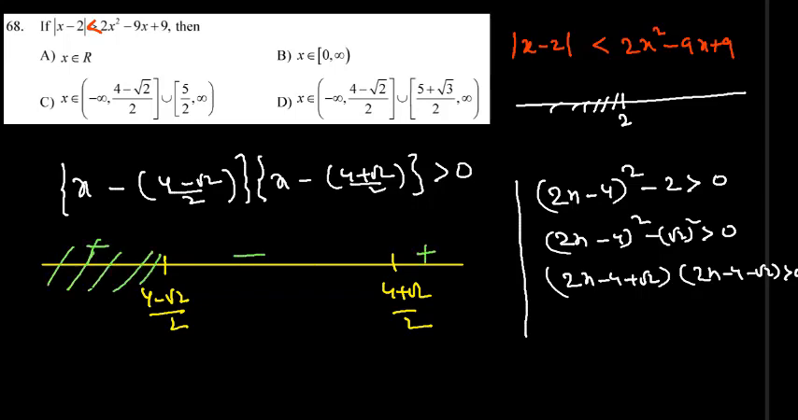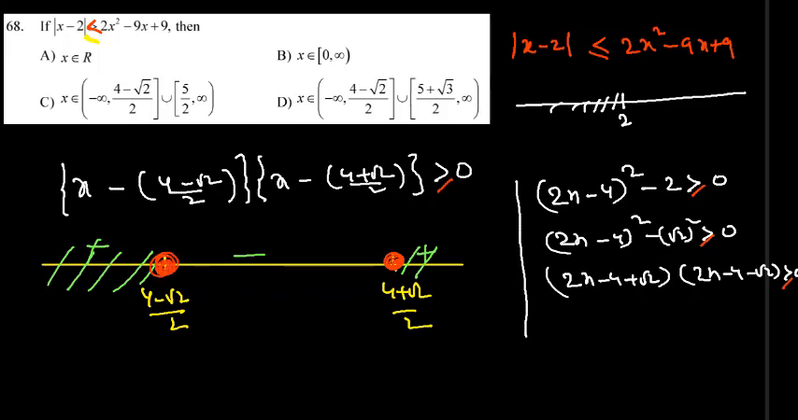Actually you want these values. So the solution is minus infinity to (4 minus root 2 by 2) and (4 plus root 2 by 2) to infinity. Equality is given, so I will change the sign here: less than or equal to, and greater than or equal to. You include these two also.